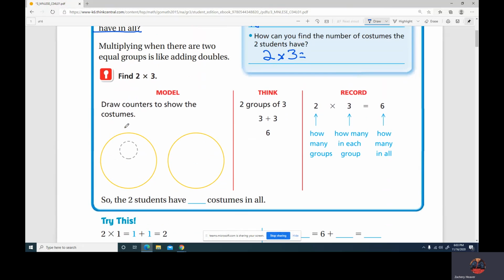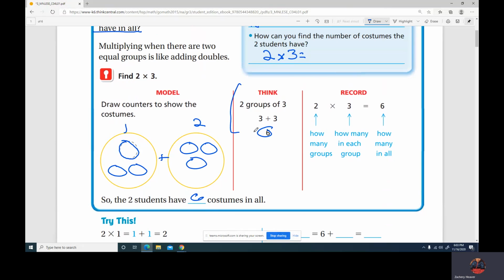This group stands for student 1. This circle stands for student 2. And inside stands for the number of costumes they have. So they each have 3. So 1, 2, 3. 1, 2, 3. 2 groups of 3. This can be 2 times 3 or 3 plus 3. And we know 2 times 3 is 6 and 3 plus 3 is 6. So the students have 6 costumes in all.